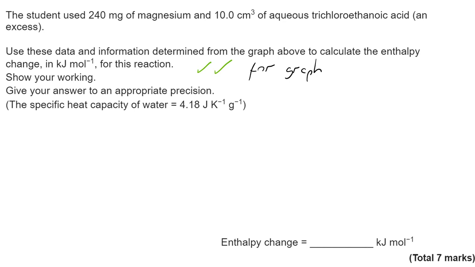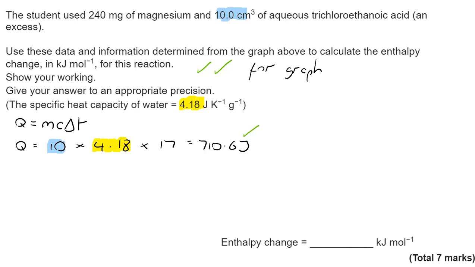So in terms of mark allocations, we've got 2 marks for the graph. We're then going to use Q = mc delta T. I'm going to substitute the figures in. The m is 10, and that's because we're doing this in 10 cm cubed of solution, which we assume to have a density of 1. That will always be the case. The 4.18 is always provided, specific heat capacity, and our delta T we calculated on the graph is 17. Once we do that, we get to a value of 710.6 joules, and I've got my third mark.